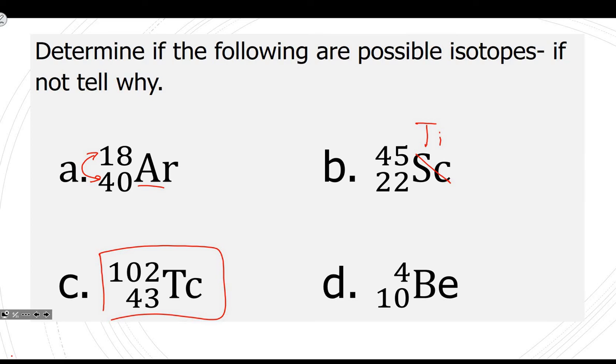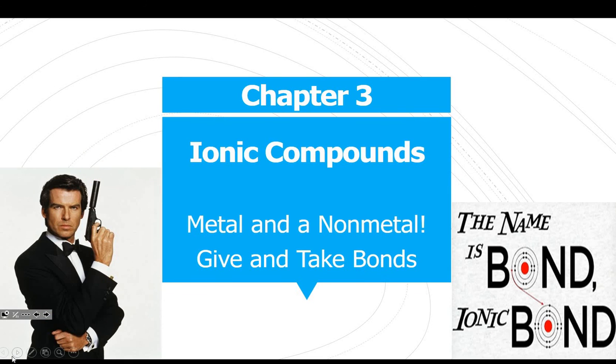Okay, next time, D. What about D? No. 10 is neon. This is actually flipped. Okay, so be careful with that. It's periodic table, nuclear. We did it both. Okay. Okay, chapter 3. We talked about ionic compounds.